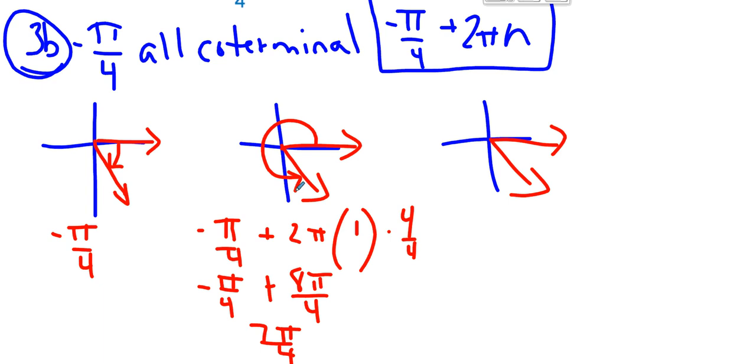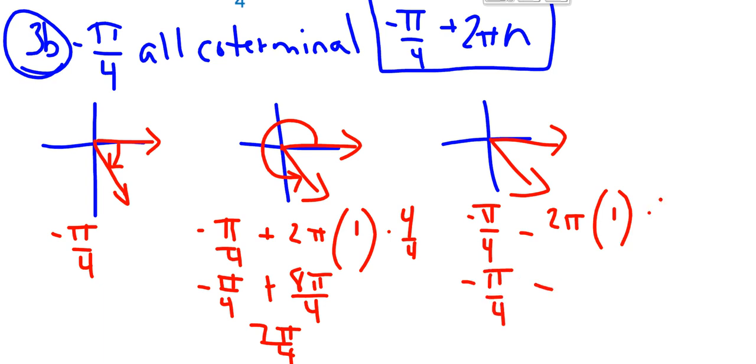Now I need a negative. I already have my original, in this case, negative pi over 4. And so this time I'm going to subtract 2 pi times 1. So I'll get negative pi over 4 minus, and again, I'll get that common denominator, 8 pi over 4. And this is negative 9 pi over 4.